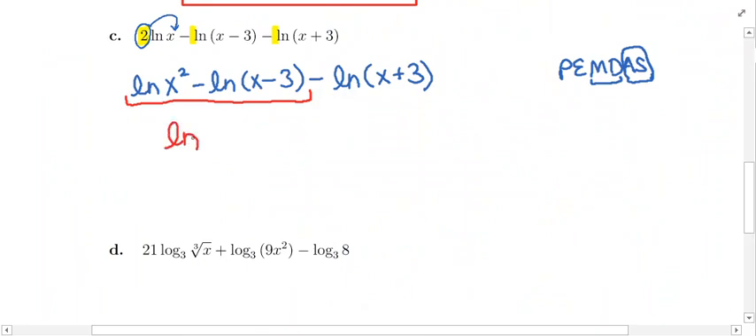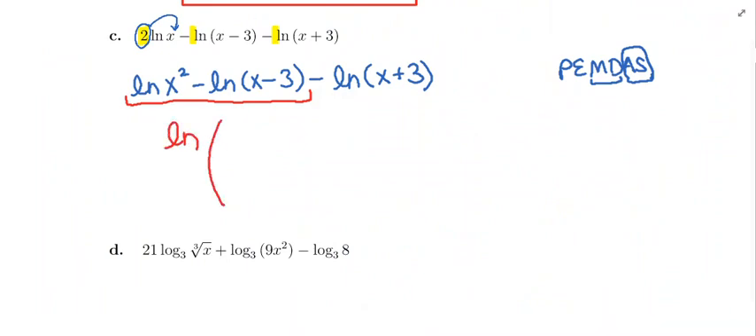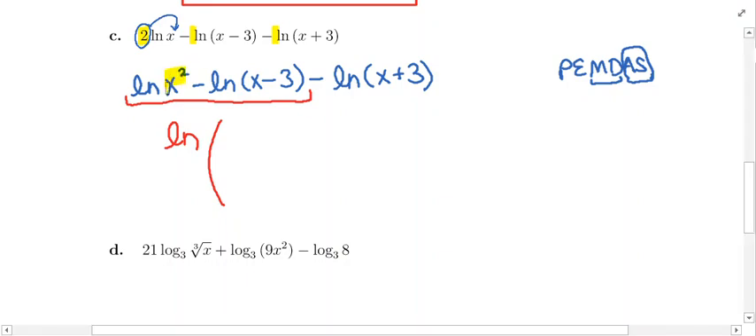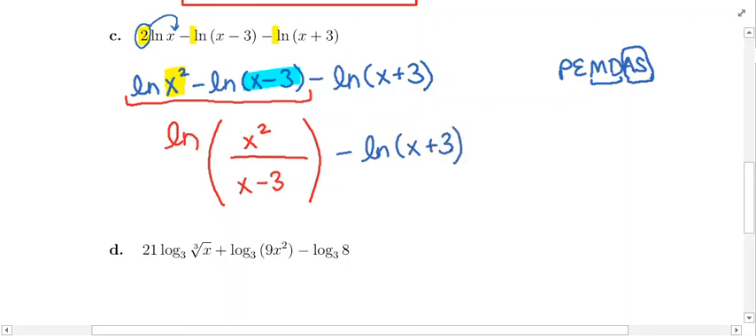So this is going to become the natural log. You always want to keep the same base, of, the numerator is going to come from the first logarithm, so this is going to be x squared. The denominator is going to come from the second logarithm. So this is going to be the natural log of x squared over x minus 3. We've condensed this into 1 logarithm. Now we can bring down the second logarithm, which is minus the natural log of x plus 3. Now we've got to combine these 2 into 1 logarithm.